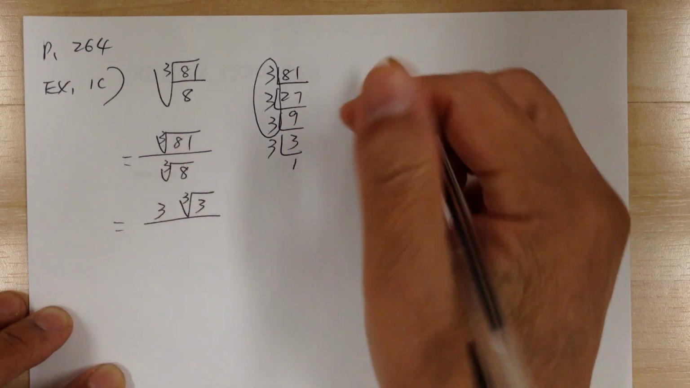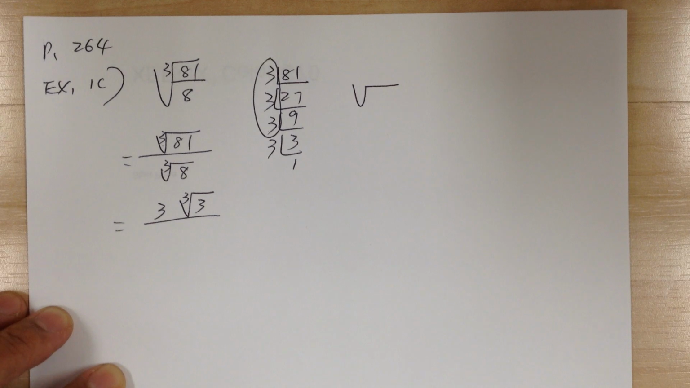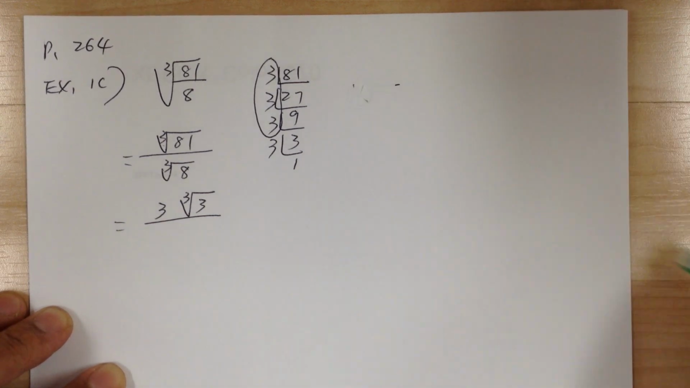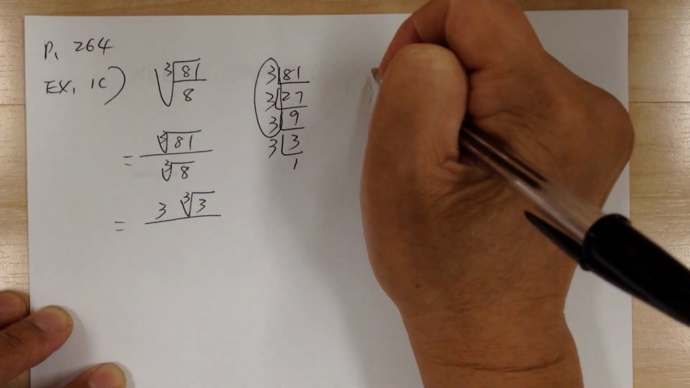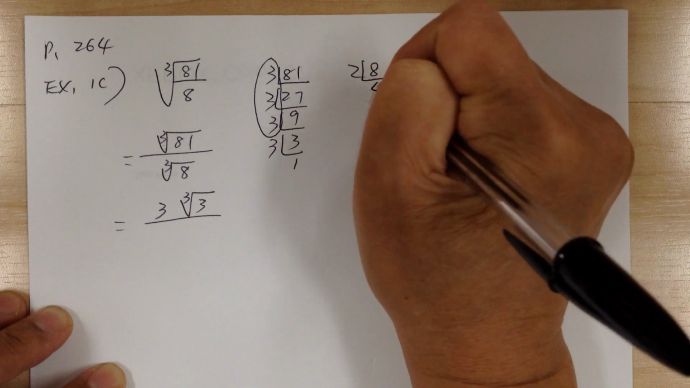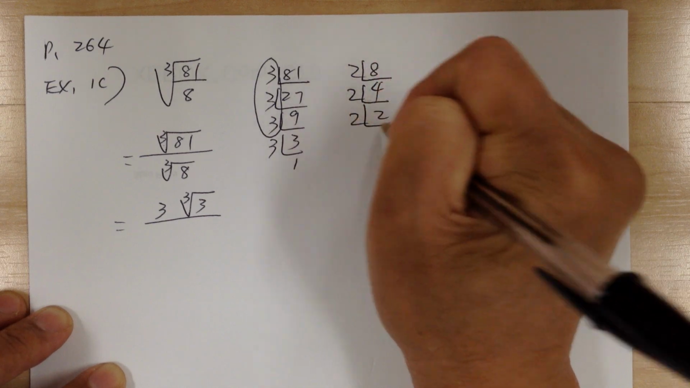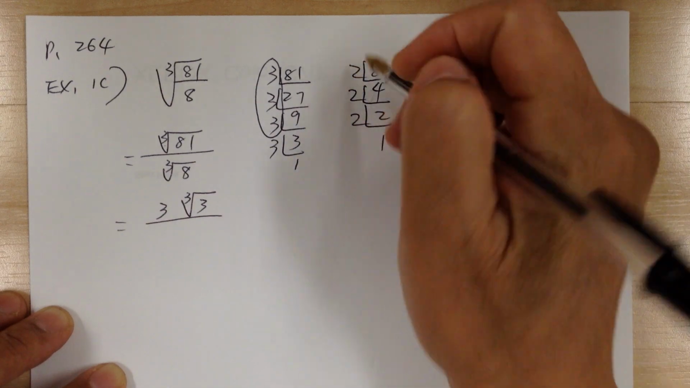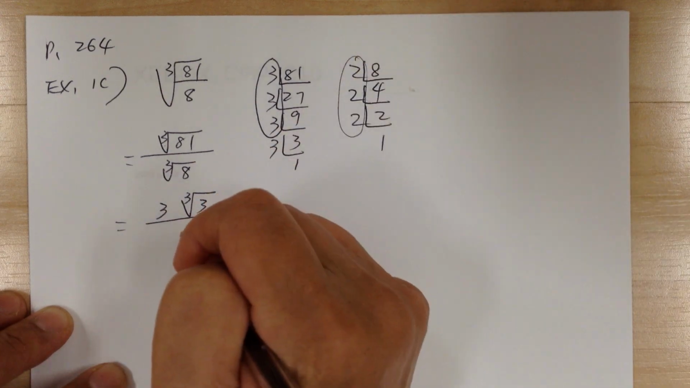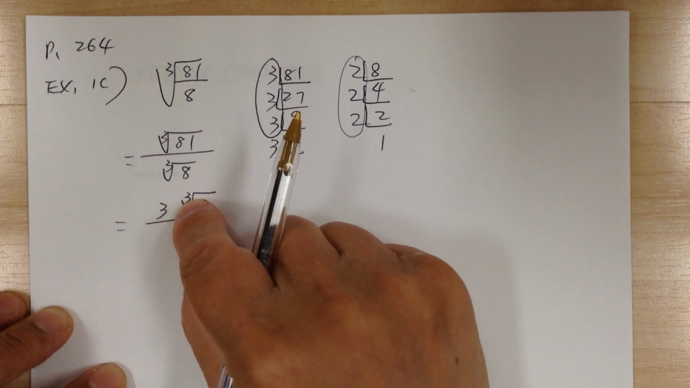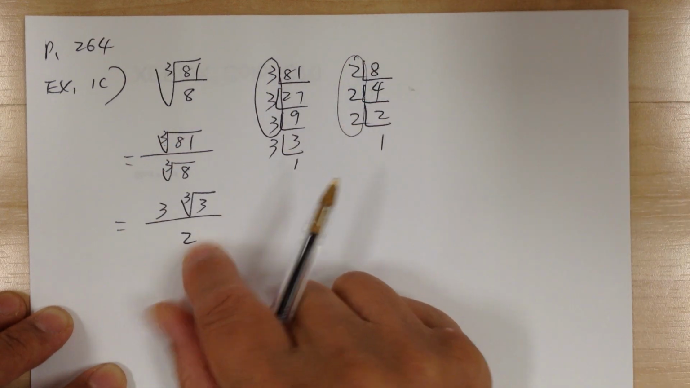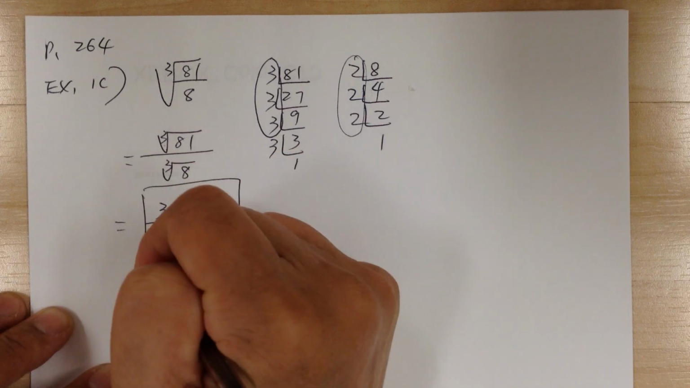Now let's do the bottom. You have the 8, so you need to do the cube root of 8. Divide by 2, you get 4. Divide by 2, you get 2. Divide by 2, you get 1. Again, the index is 3, which means you need three radicands, three of the same thing, to make an integer. And so that's your answer.